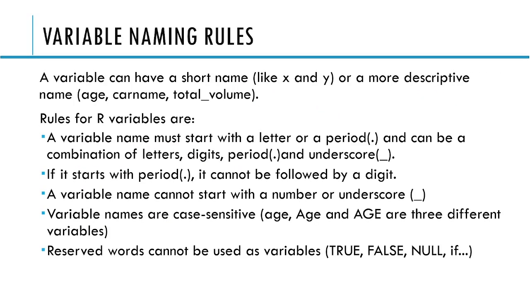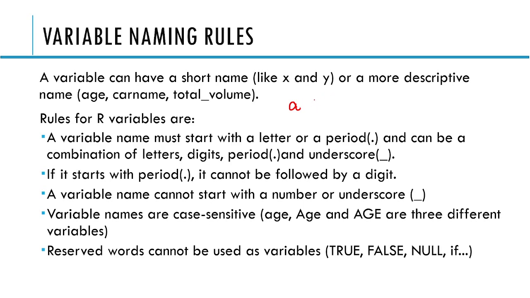Next. I have written V1 as the variable name. Now, there are certain rules for how to create a variable name. That means how we'll give a variable name. The variable can have a short name like X, Y, V1, V2, or a more descriptive name like age, car name, total underscore volume, etc. So, what are the rules for creating variables in R? The variable must start with a letter or a period. That means if you are creating a variable, you must write an alphabet first, then you can write anything else after that.